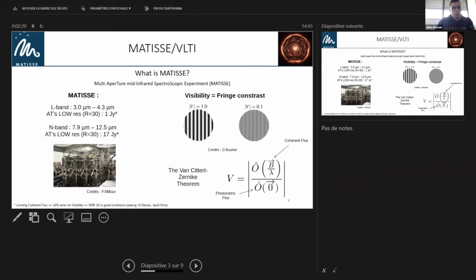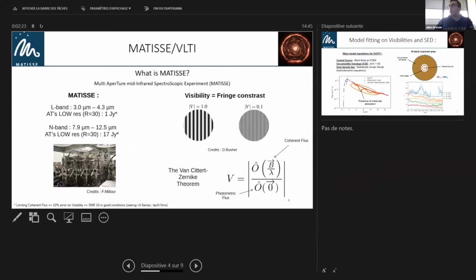So now I've talked about R Sculptoris, a few quick words on the MATISSE instrument. MATISSE stands for Multi-AperTure mid-Infrared SpectroScopic Experiment. In this work, we only used L-band and N-band measurements, which have been made with the ATs in low resolution. To give some numbers for the MATISSE instrument, the current limiting flux, meaning for having a signal-to-noise ratio of 10 in good conditions, is 1 Jansky for the L band and 17 Jansky for the N band.